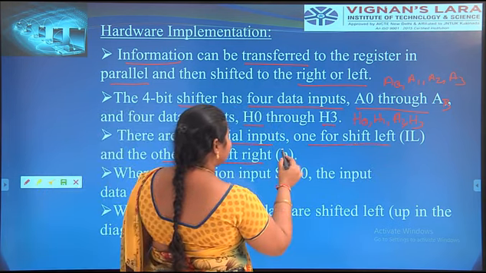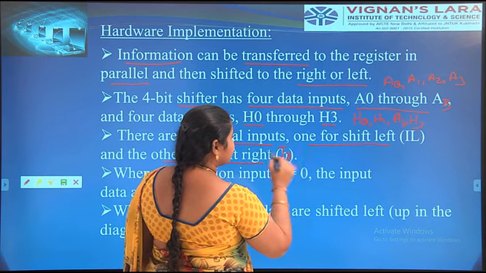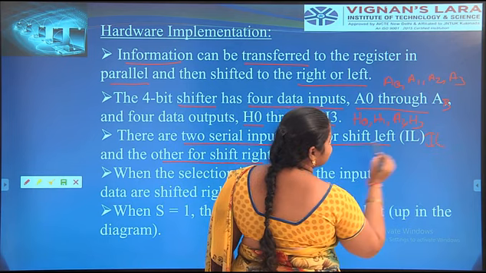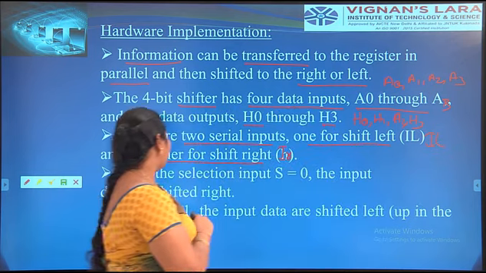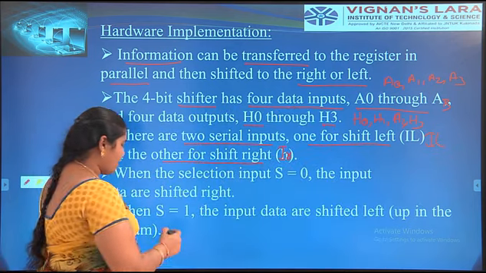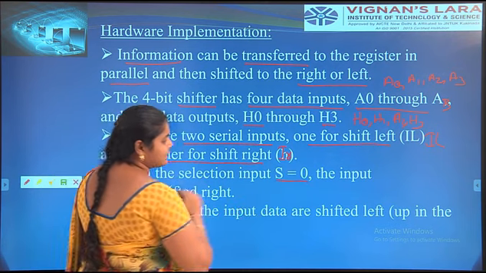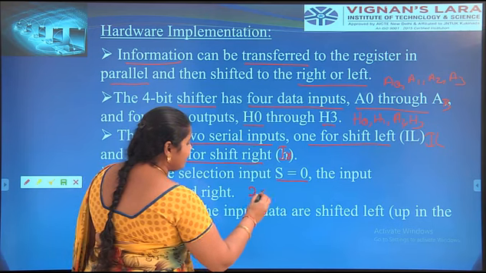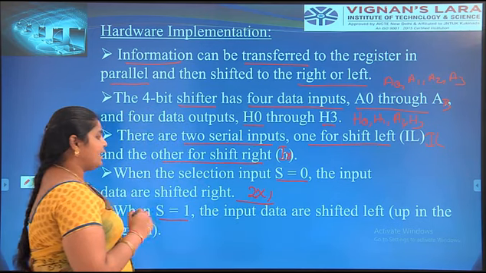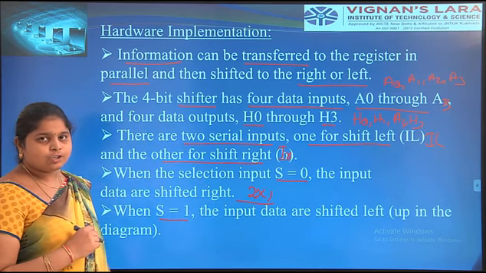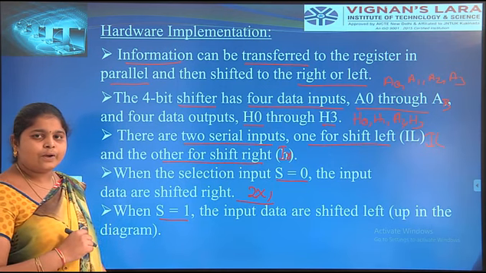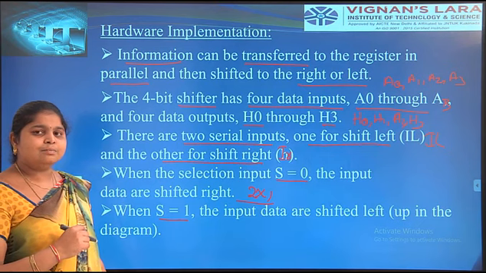There are two serial inputs, one for shift left and the other for shift right. Shift right means IR, and shift left means IL. We have only two selection inputs, S0 and S1, which take the values 0 and 1. That's why we take the 2 by 1 multiplexer.